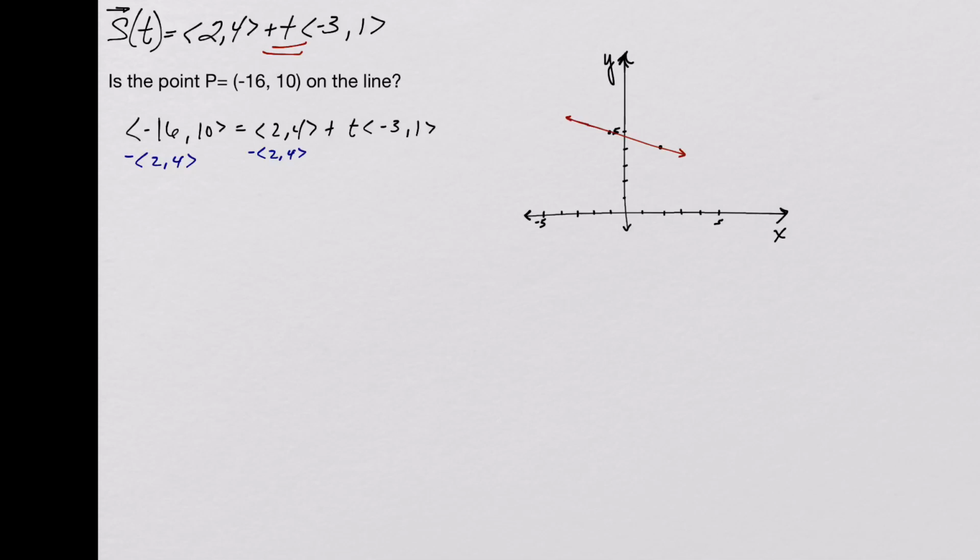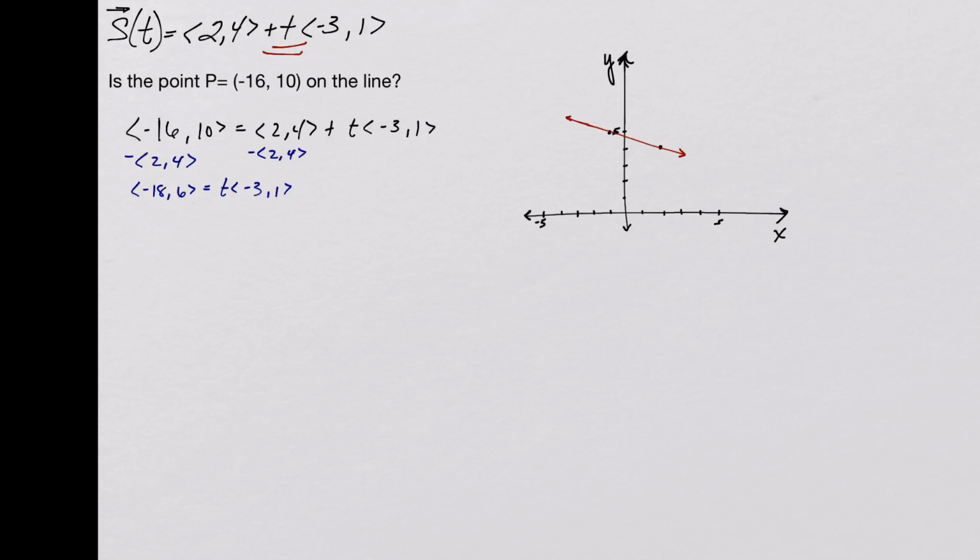And so when we do that, now what we've got is -16 minus 2 is going to be -18, and then 10 minus 4 is 6. We say that equals t times -3 and 1. Right? And so this first entry, this -18 and this -3, corresponds with the x component of our line, and then the second term corresponds to the y component.